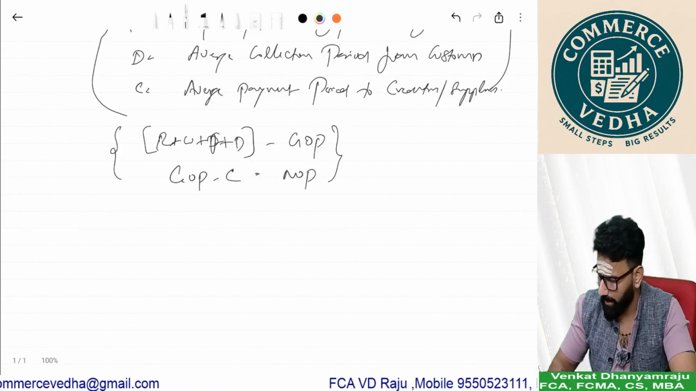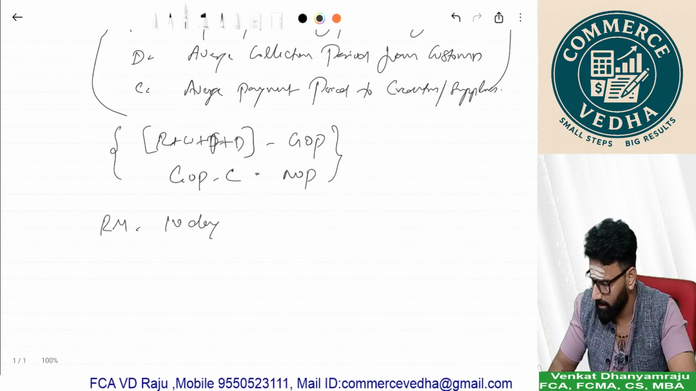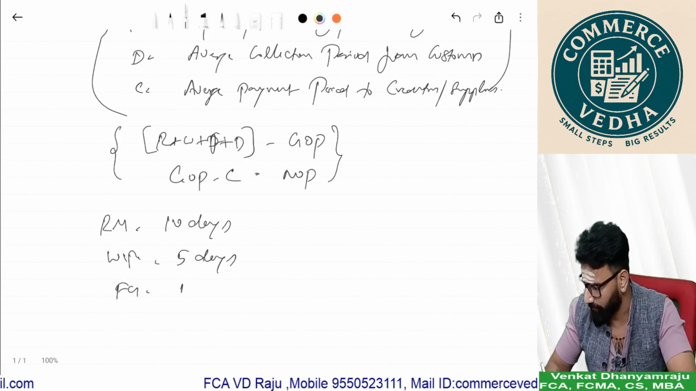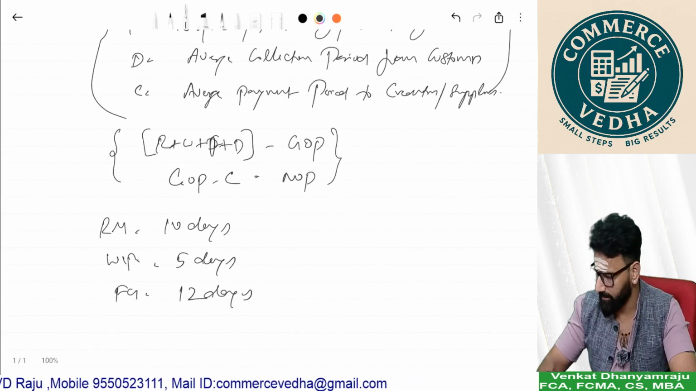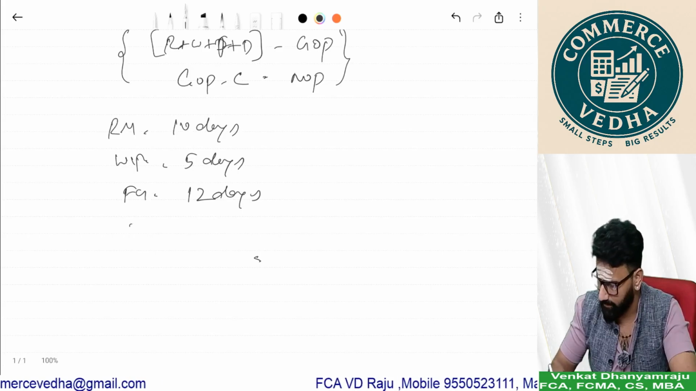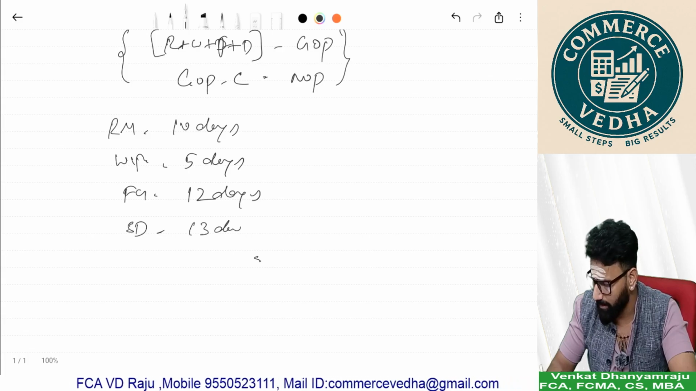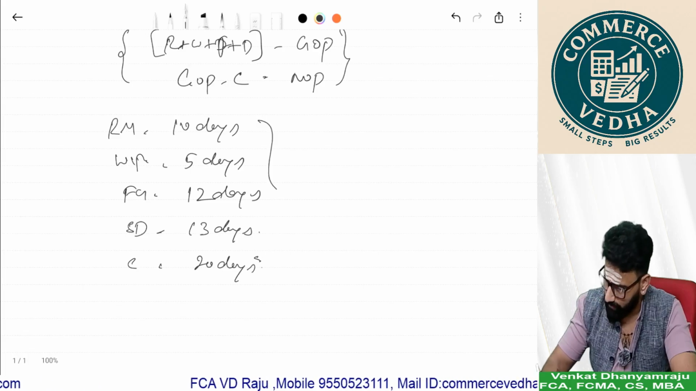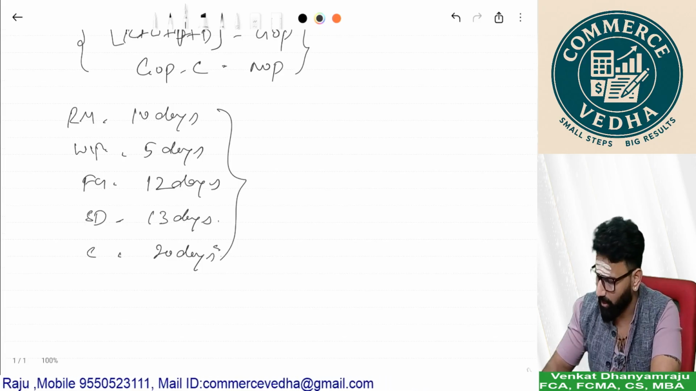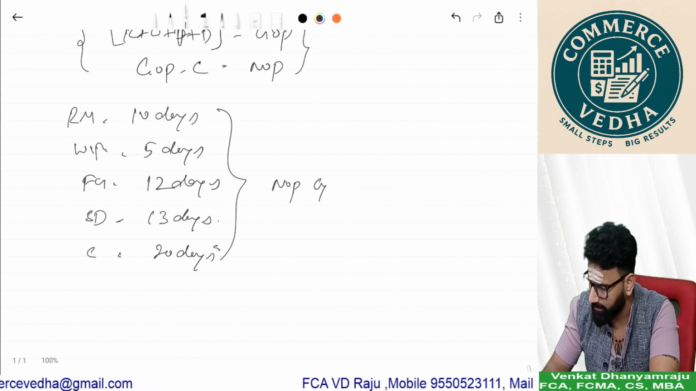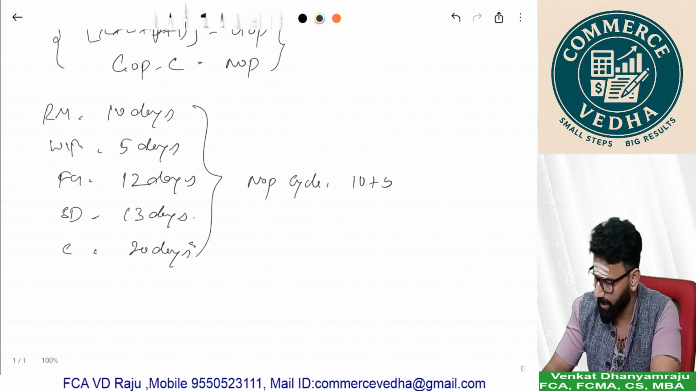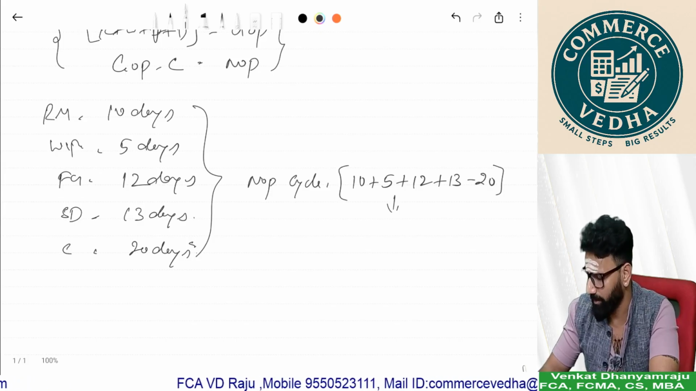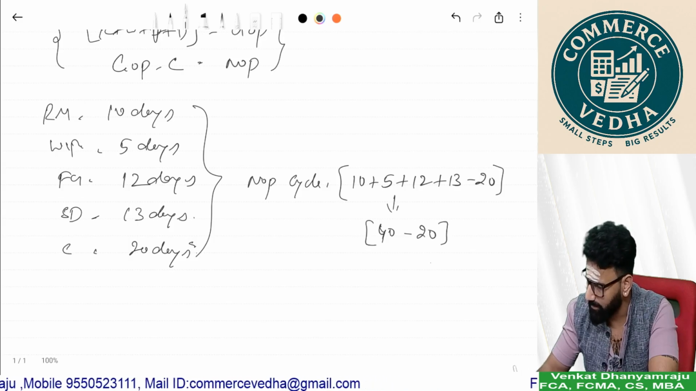So suppose raw material is in stock for 10 days, WIP in progress for 5 days, finished goods in the godown for say 12 days, debtors taking say 13 days to pay, and your creditors gave a 20 day credit period. If these are the days given in the question, my net operating cycle is 10 plus 5 plus 12 plus 13 minus 20. So my gross operating cycle is 15 plus 25, 40, and my net operating cycle is 20 days.